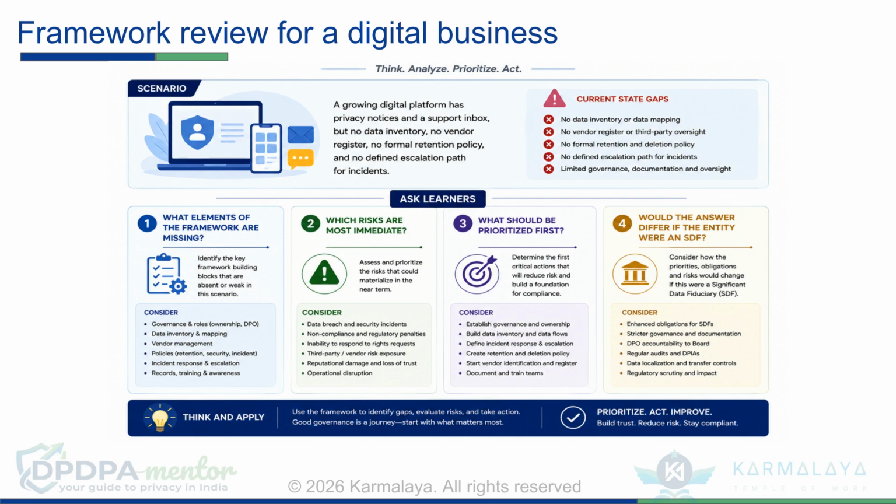Let's review a scenario involving a growing digital platform. They face gaps like missing data mappings and undefined incident paths, which represent immediate operational and compliance risks. You can pause the video here and work on this scenario for hands-on experience. This exercise helps you separate visible compliance artifacts from actual governance maturity. It also shows how scale and risk can quickly expose weaknesses in ownership, inventory, and escalation processes.